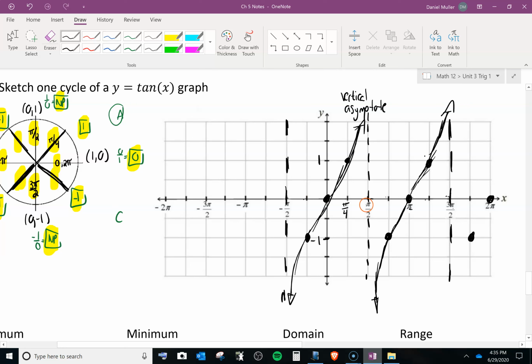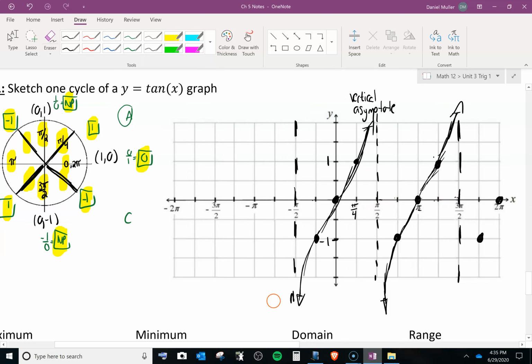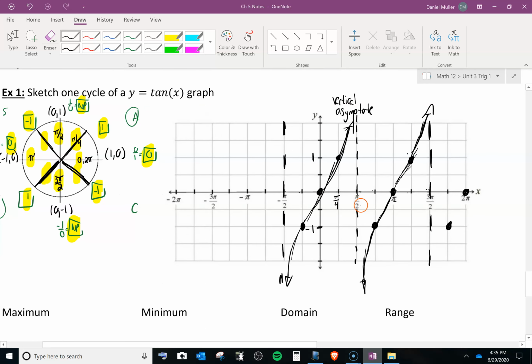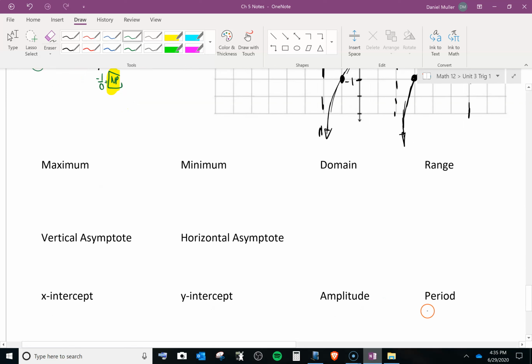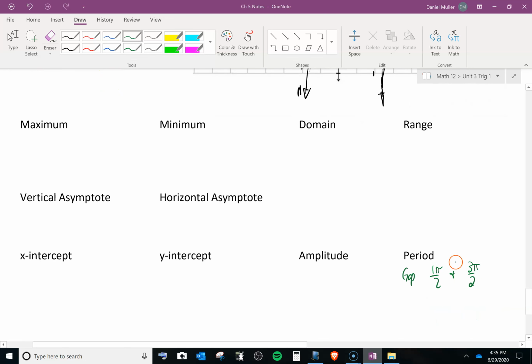What's interesting is that it repeats itself between vertical asymptotes. So the period is a lot different. The period is from pi over 2 to 3 pi over 2, the gap between 1 pi over 2 and 3 pi over 2. So what's that jump in between there? You could just go 3 pi over 2 minus 1 pi over 2. You subtract them, you get 2 pi over 2, which is just pi. So your period is pi.